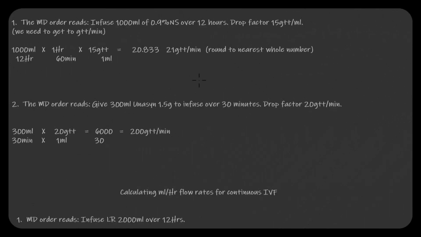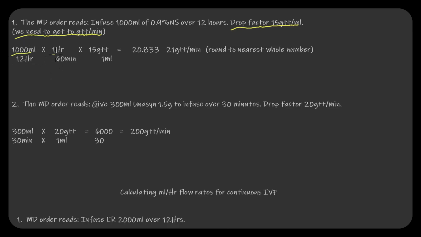For these two problems, we'll be dealing with the drop factor. Remember, the drop factor is referring to the tubing. It's on the tubing packaging, and it will either state 10, 15, or 20 drops per mL. For this problem, it's 15 drops per mL, and we need to get to drops per minute.